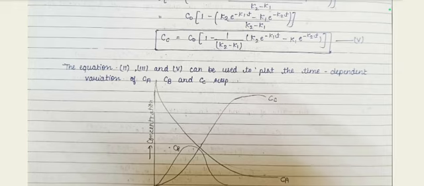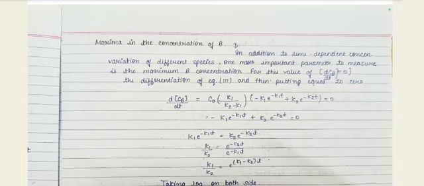Maxima in the concentration of B, in addition to the time dependent concentration variation of different species. One more important parameter to measure is the maximum B concentration. For this, the value of dCB by dt equals 0, so we differentiate equation 3 and put it equal to 0.